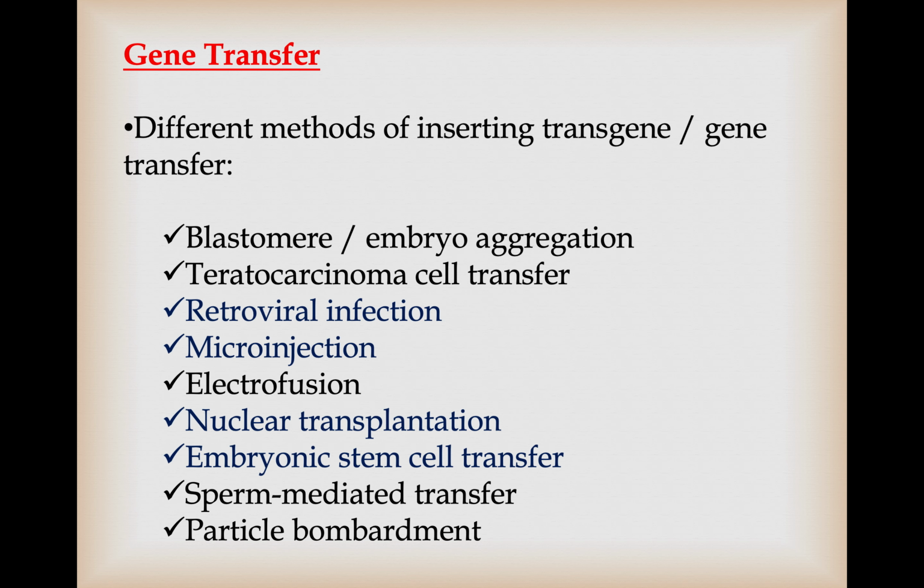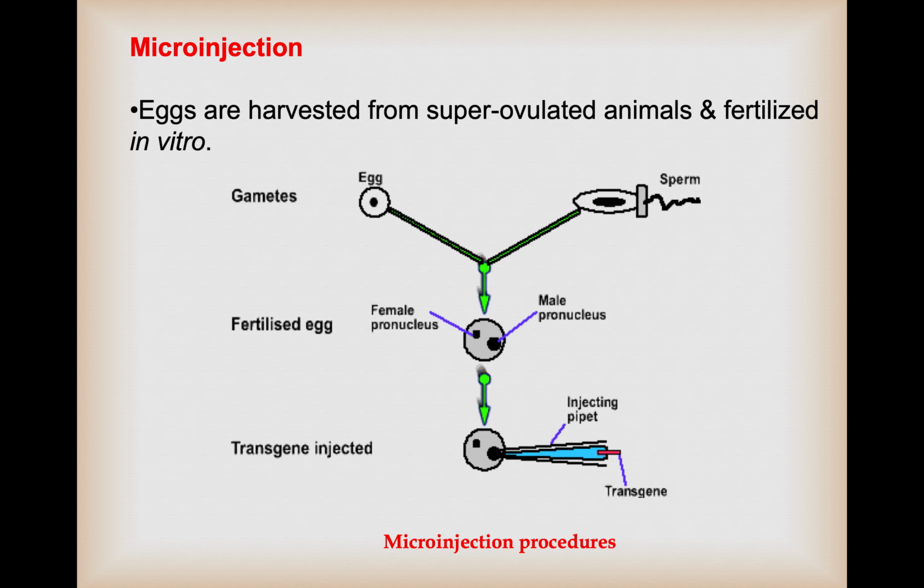Among all these methods, we're going to be discussing 4, and you can differentiate them by the blue font: retroviral infection, microinjection, nuclear transplantation, and embryonic stem cell transfer. I'm going to be discussing them in no chronological order. So the first one is microinjection.